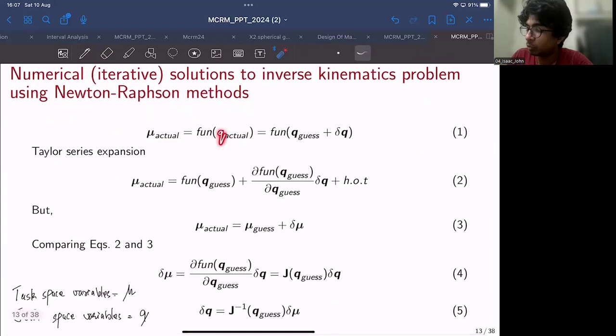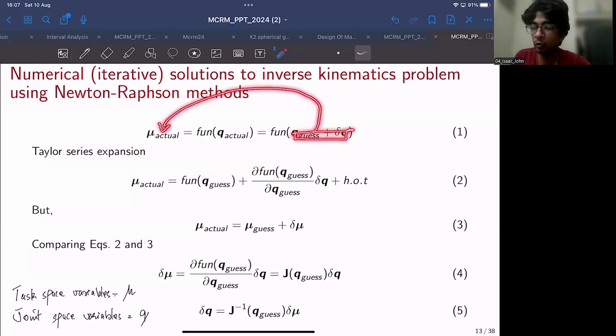We also know a mapping between mu and q. If you are given a q, how would you find mu? That is using this mapping, which we also call forward kinematics. So mu actual would be given as a mapping of q actual. We can decompose this q actual as q guess plus some delta q, because q guess is something we give as our initial guess, and we have to progressively improve our q guess such that at the end q guess plus delta q would converge to mu actual.